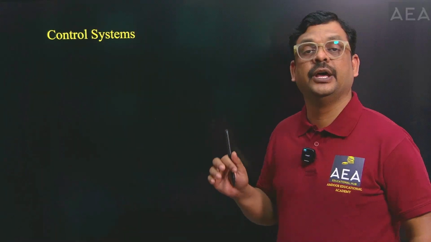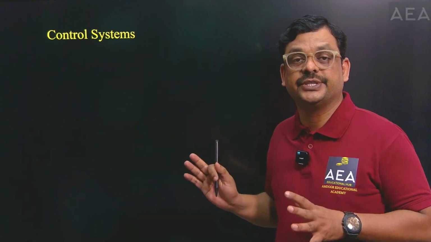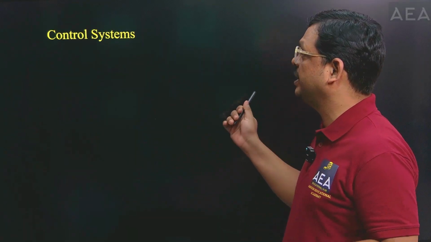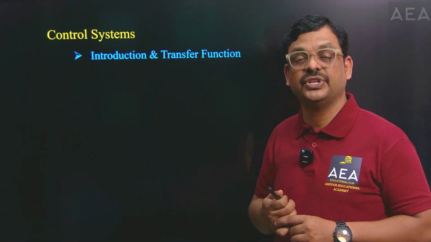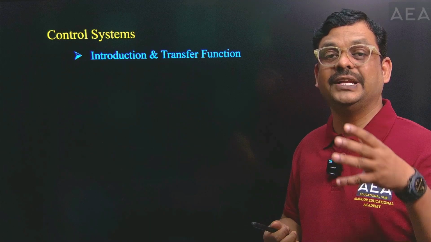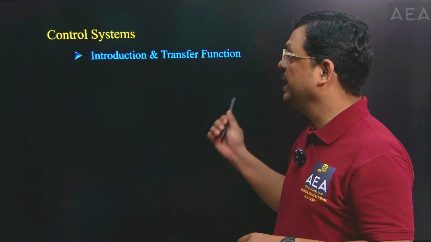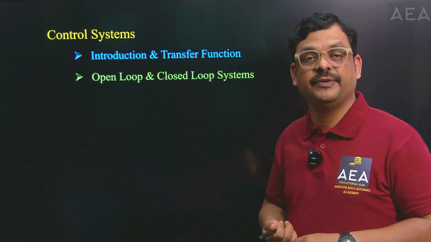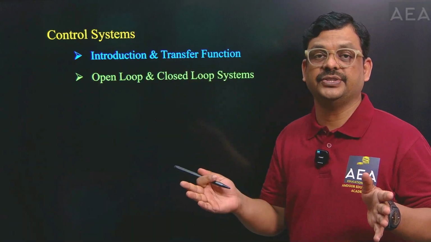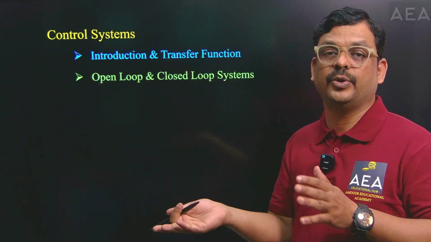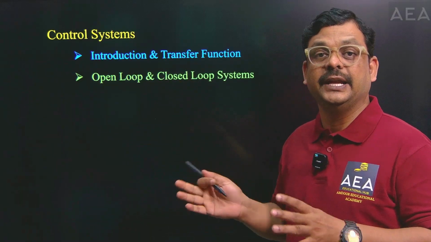Now in this control system course, I am going to discuss a few topics. Those topic names are introduction and transfer function. First of all, we have to understand the transfer function here: what is a control system, what is a transfer function, how to find the transfer function, and what is the importance of the transfer function. Later I will explain the main differences between open loop and closed loop systems. These generally come under control systems classifications. Control systems are classified into two types, open loop and closed loop, and I will explain the importance of these two systems and their differences.